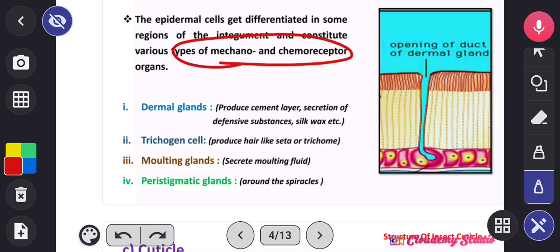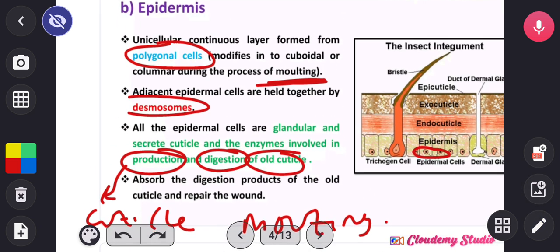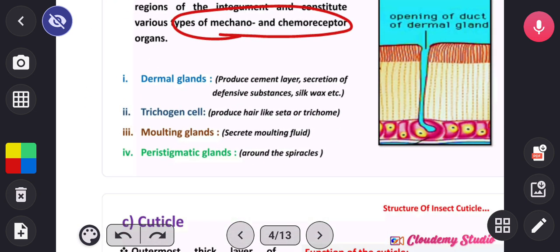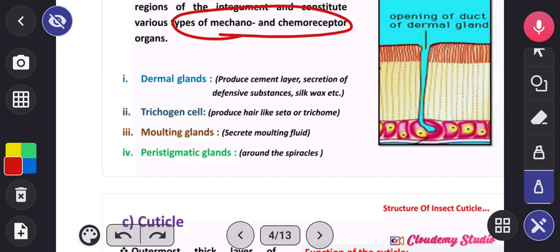They are glandular, which means they consist of gland. And apart from gland, they consist of what? They consist of cells as well, because I mentioned that they consist of polygonal cells. Now, an example of gland that they consist of is the dermal gland. What does the dermal gland do? Dermal gland produces a cement layer. It secretes defensive substances and it secretes something we know as silk wax.